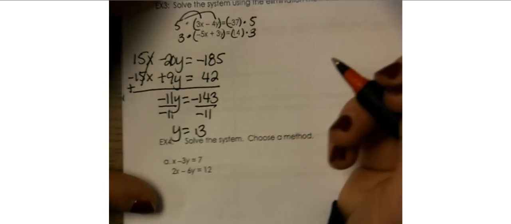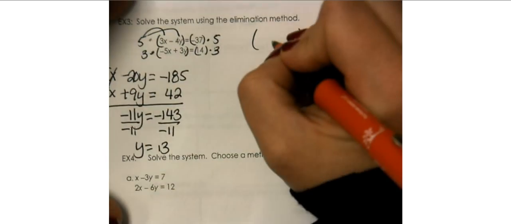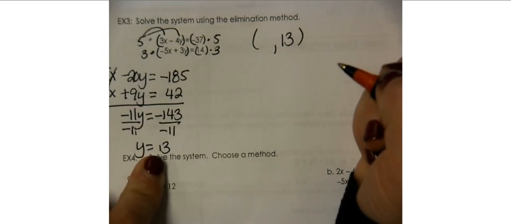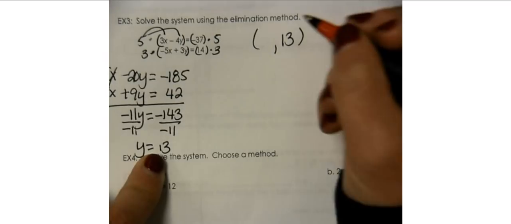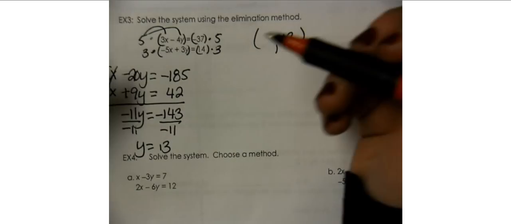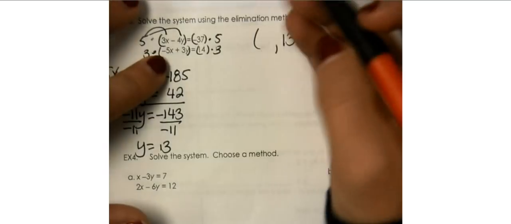Awesome, I ended up with a piece of an ordered pair, so I'm going to put 13 in the y position, and now I'm going to find x. So I'm going to plug 13 back into one of the equations. It doesn't matter which equation you choose. I like positive numbers, and 37 was a pretty big number, so I think I'm going to work with the bottom equation.